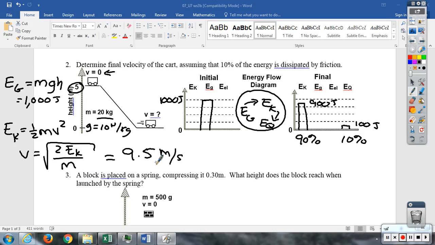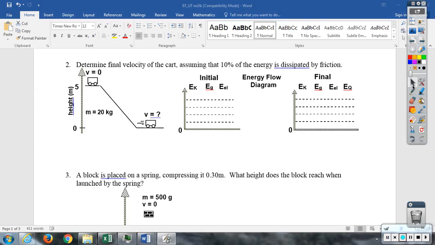So that is the fastest it could ever go, given that it's only being accelerated by gravity. But it could be any value less than 10, depending on how much friction there is on the surface, and that'll determine how much energy it loses along the way. Okay, let's move on to the next problem.